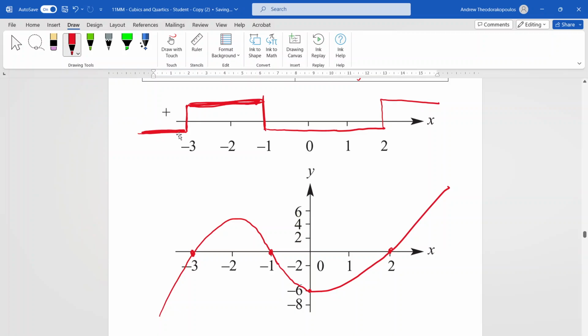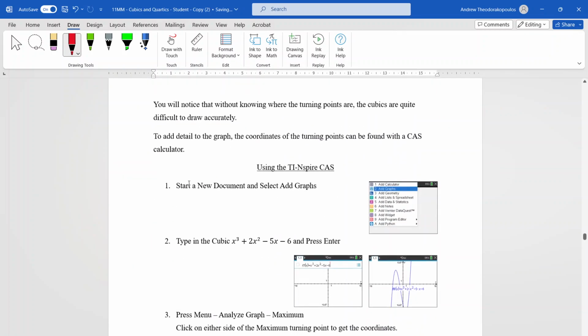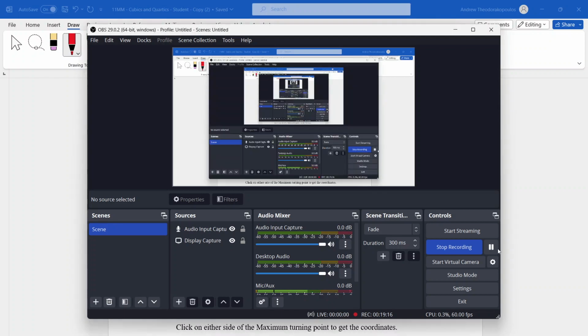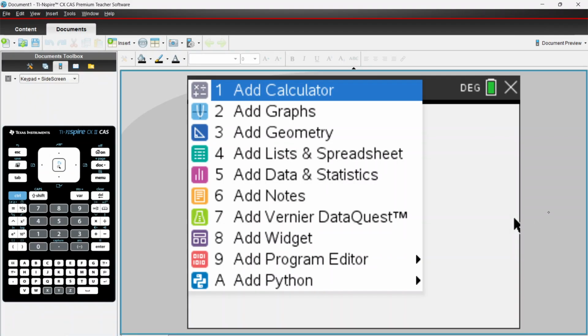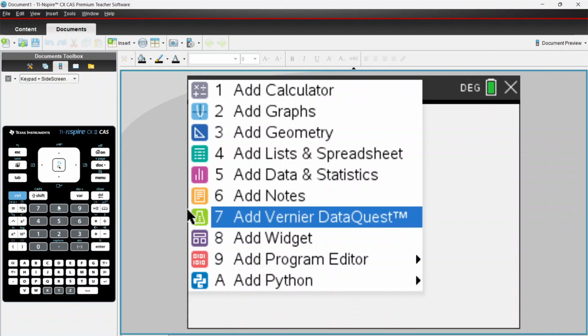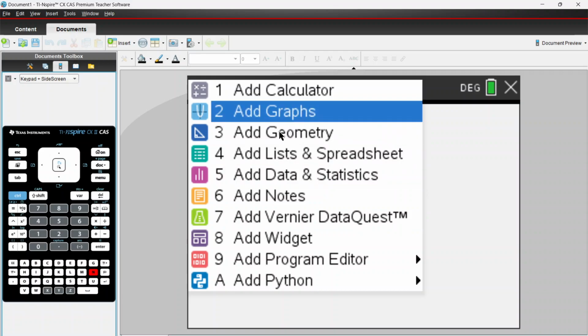Or we can just get to it right now. So the next page is about using your calculator and knowing where to find the turning points. So let's open up our calculators. When we get into our calculator, when you start a new document, always press Control-N, and you should get to this point here.